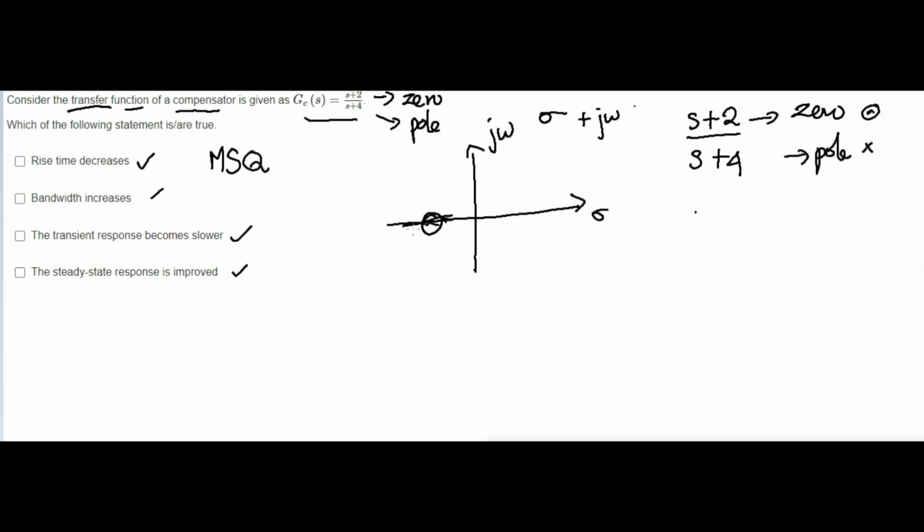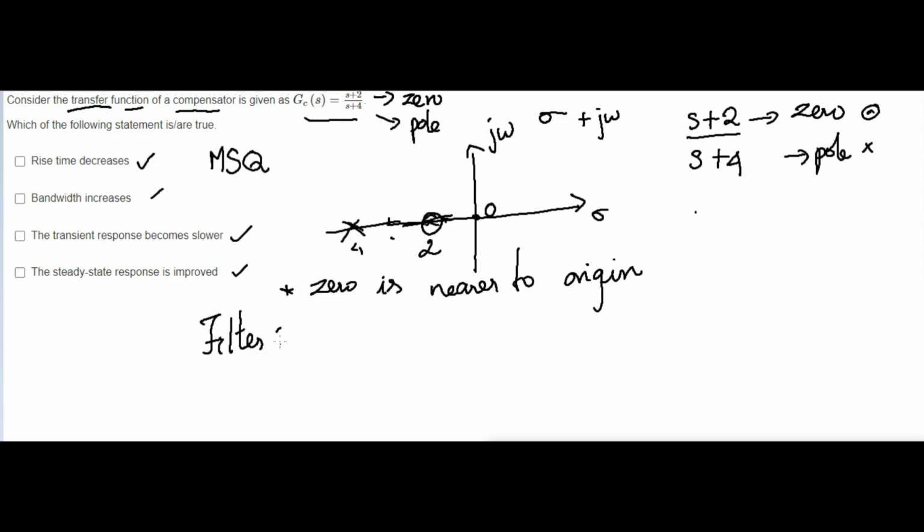If the 2 is here, then by assumption you can have the pole here, because it may be 3, it may be 4 like this. Look at this, this is the origin O. So what is the main thing? The zero is nearer to the origin. That is very important. The zero is near to the origin, and so it will behave like a filter. If the zero is near to the origin, it is a high pass filter.